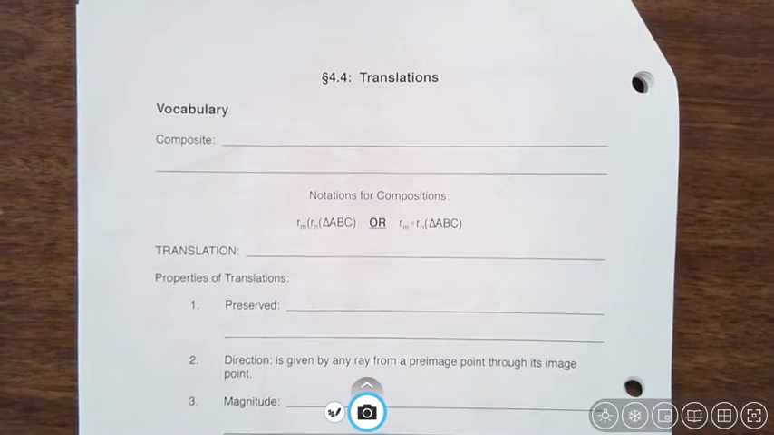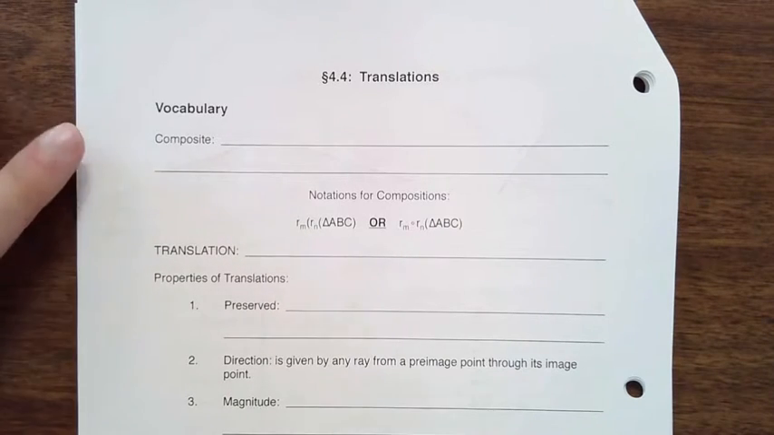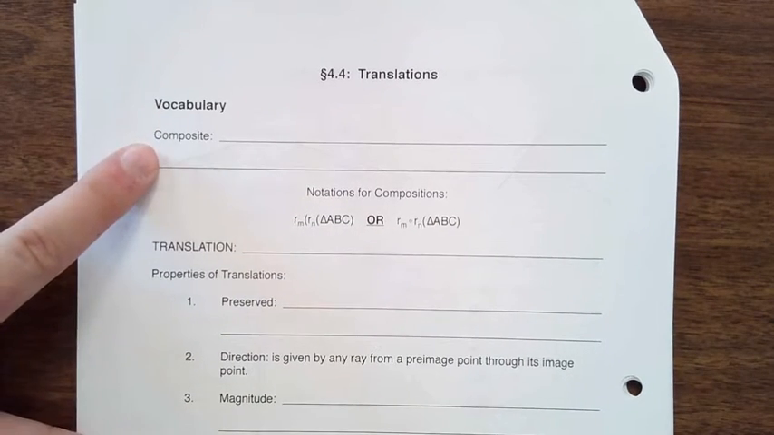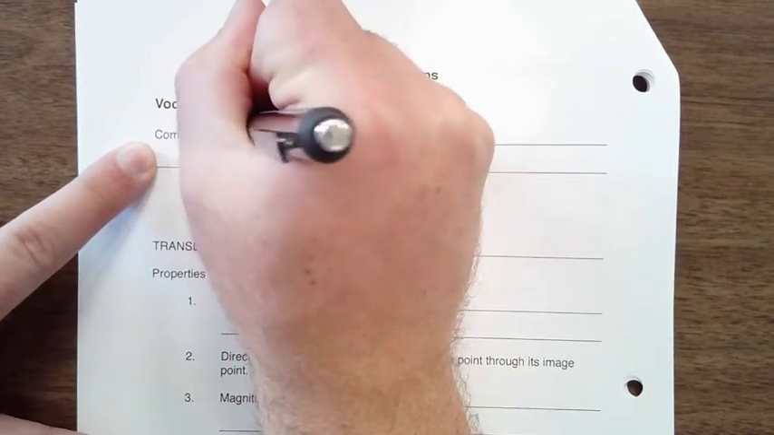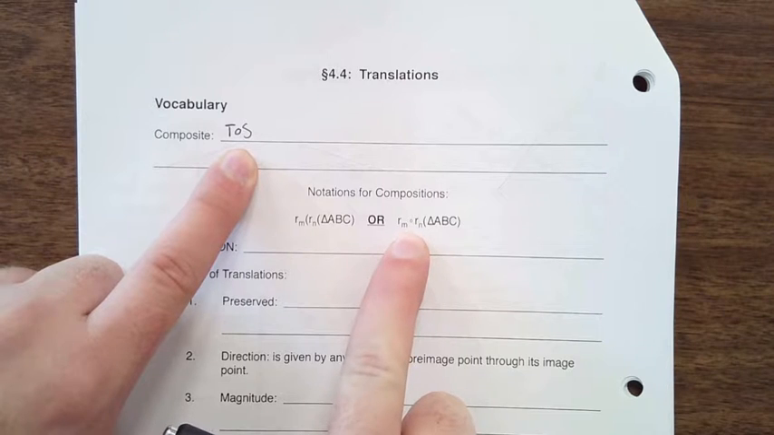Hello everyone, today we're going to be talking about section 4.4, which deals with translations. Now translations is a new type of transformation. In order to do it, we need to talk about these things called a composite. Now a composite uses a symbol like this. It is an open circle. You see it right down here between these two R's as well.